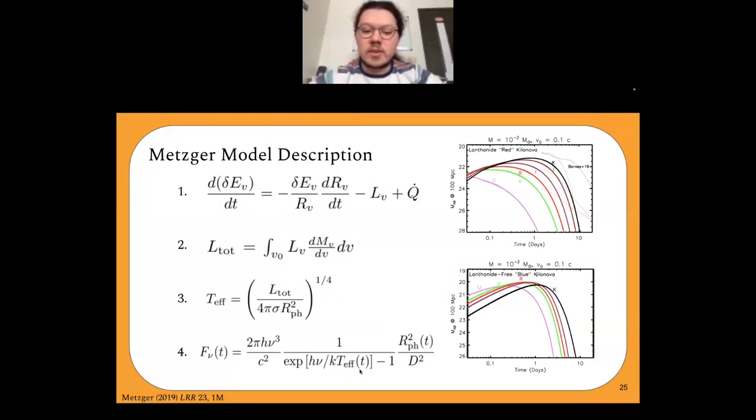We'll note that the effective temperature and the photospheric radius change as a function of time. The photospheric radius changes as a function of time because the ejecta is expanding, and the effective temperature changes because the system is cooling and largely losing energy.